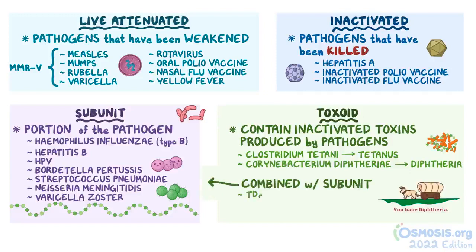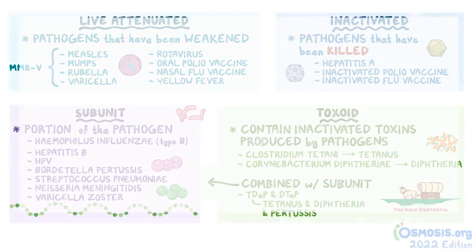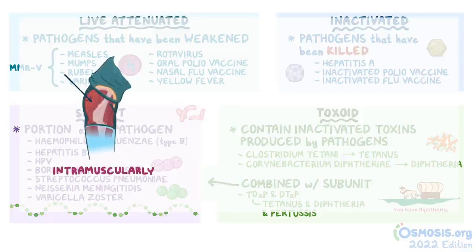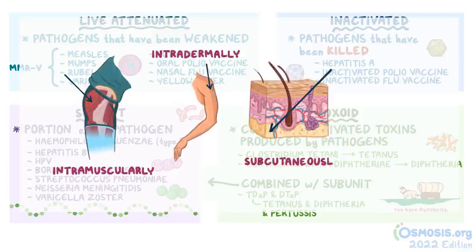For example, the Tdap and DTaP vaccine provides coverage against the toxins for tetanus and diphtheria, as well as the toxin and non-toxin antigens that are part of pertussis. All of these vaccines can be administered one of four ways: intramuscularly, intradermally, subcutaneously, or orally.